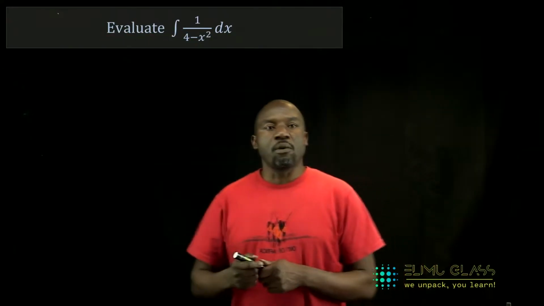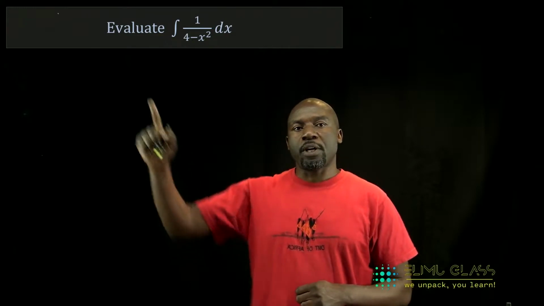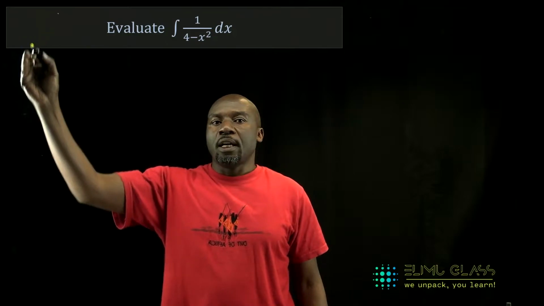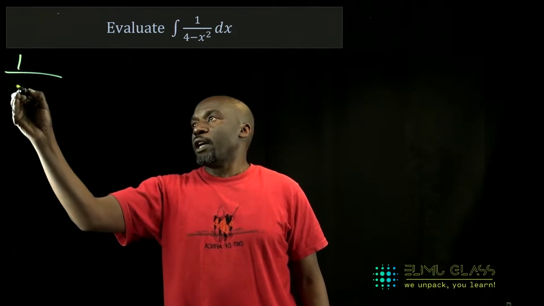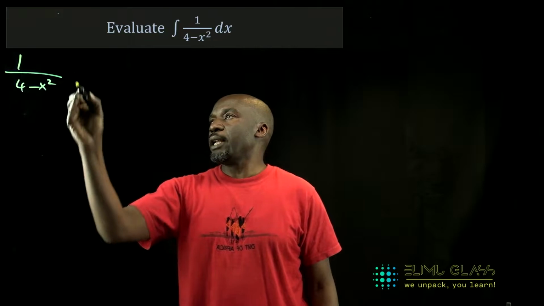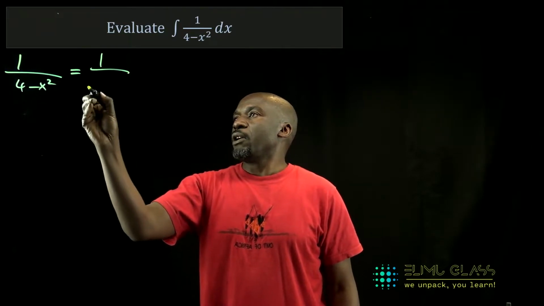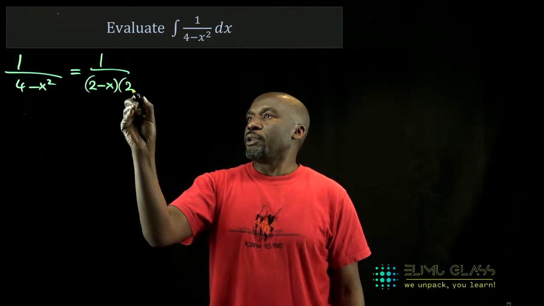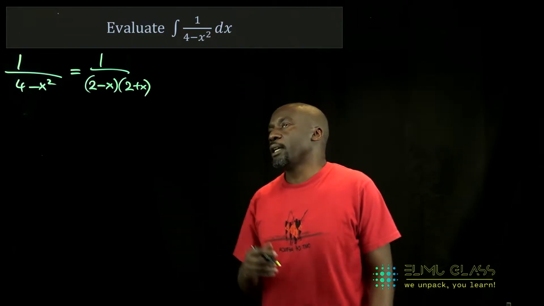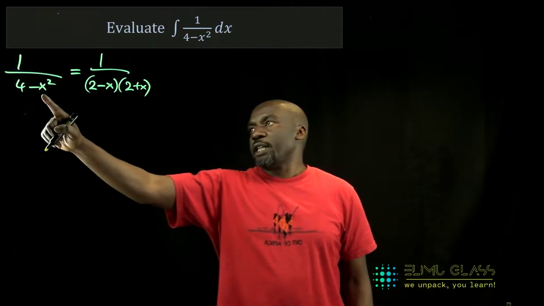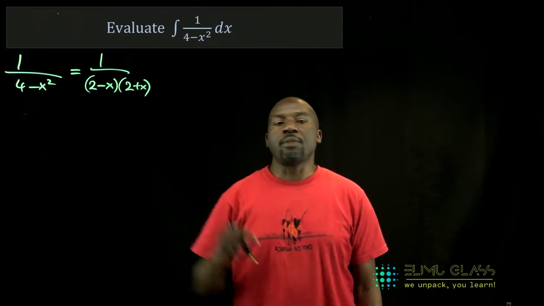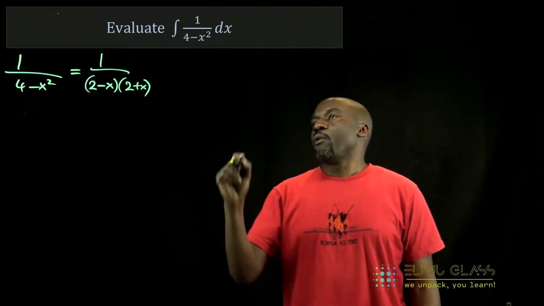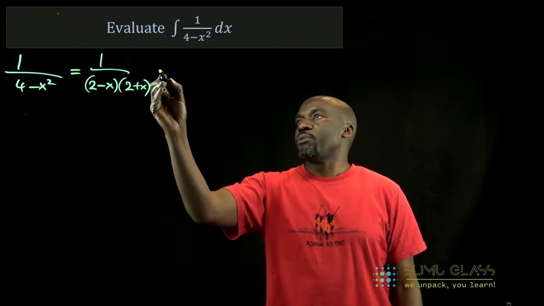Right, so the first thing we want to do really is to express the denominator as factors. So I can write that 1 over 4 minus x squared, we can express this as 1 over 2 minus x into 2 plus x, like that. The denominator is a difference of two squares, and therefore it can be expressed as binomial conjugates. And now what I'm going to do is to split this into partial fractions.